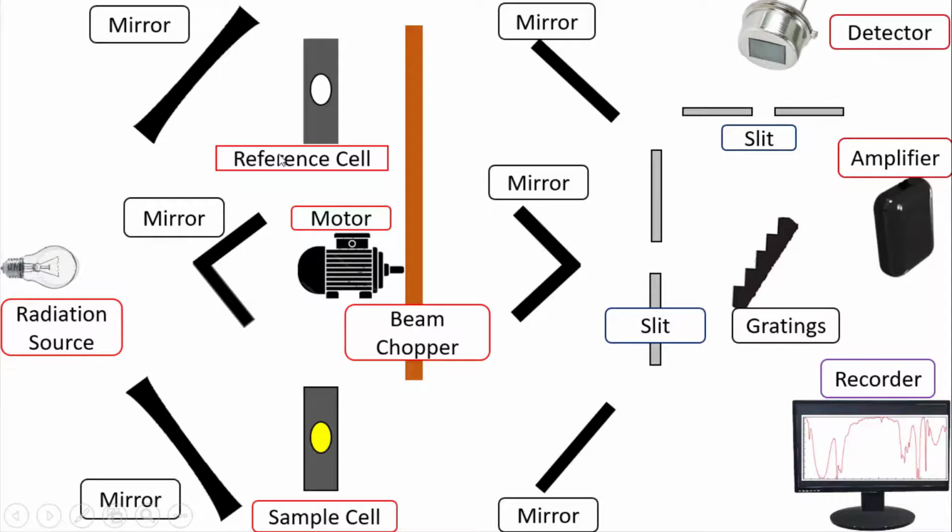So the first beam will be from the reference cell and then the other beam from the sample cell, and then the detector will take a ratio of the radiation coming out after absorption, meaning the transmitted radiation. It will take a ratio between the reference cell and sample cell, and by compensating, it will produce the IR spectrum in the recorder. Now let us see how exactly this process happens schematically.